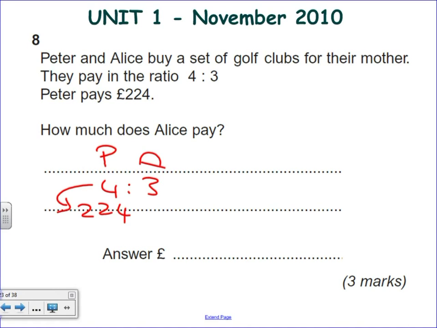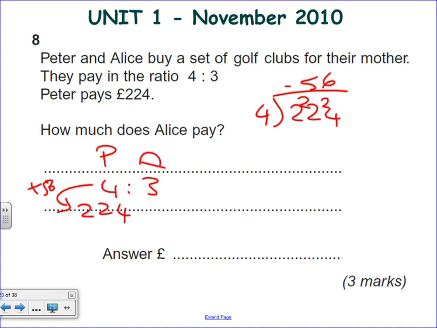So those of you who are struggling with the long division, I've got 224 and I'm dividing it by 4. 4 into 2 doesn't go, so I carry the 2. 4 into 22 goes 5 times, which is 20, so it leaves 2. 4 into 24 goes 6 times, so I've got 56.